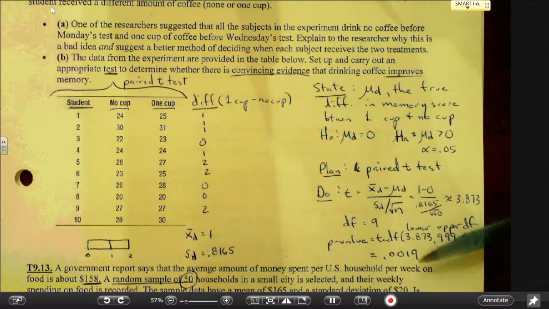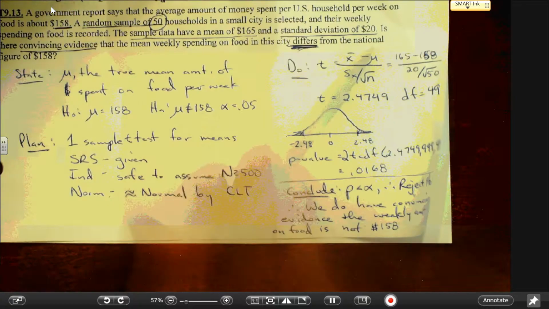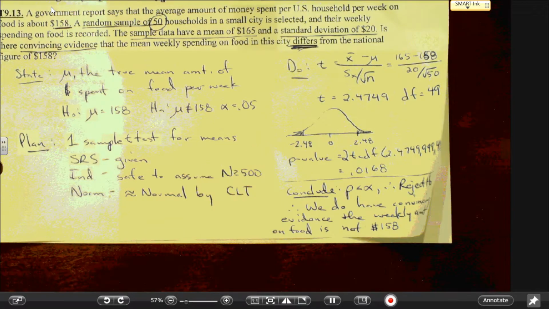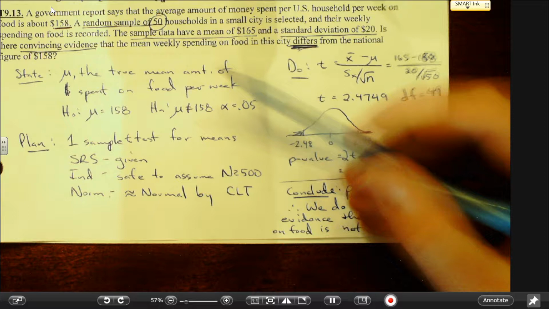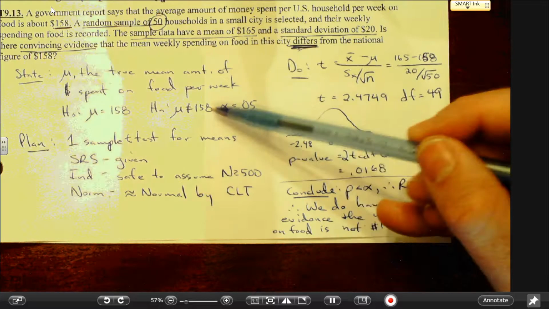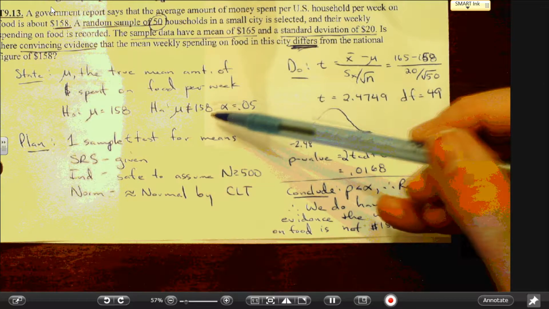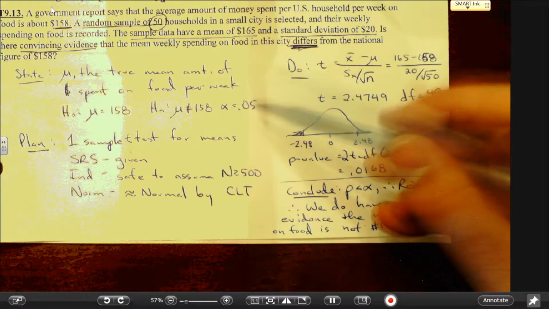All right, and that covers everything for number 12. Let's take a look at number 13. Okay, so in this problem, we know we're looking at means, and there's no paired data here, so we know we're looking at a 1-sample t-test for means. In the state step, the parameter we're talking about is mu, the true mean amount of money spent on food per week. The claimed value is $158. We want to know if that differs from our value here, and our alpha is 0.05.